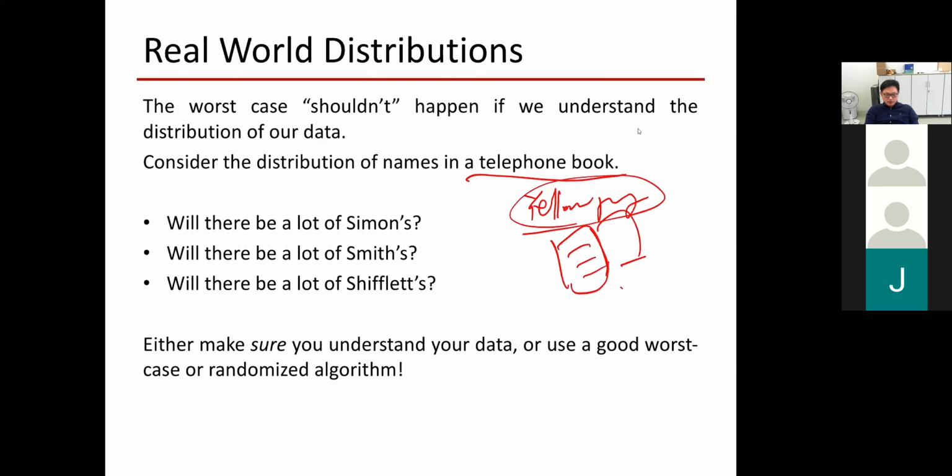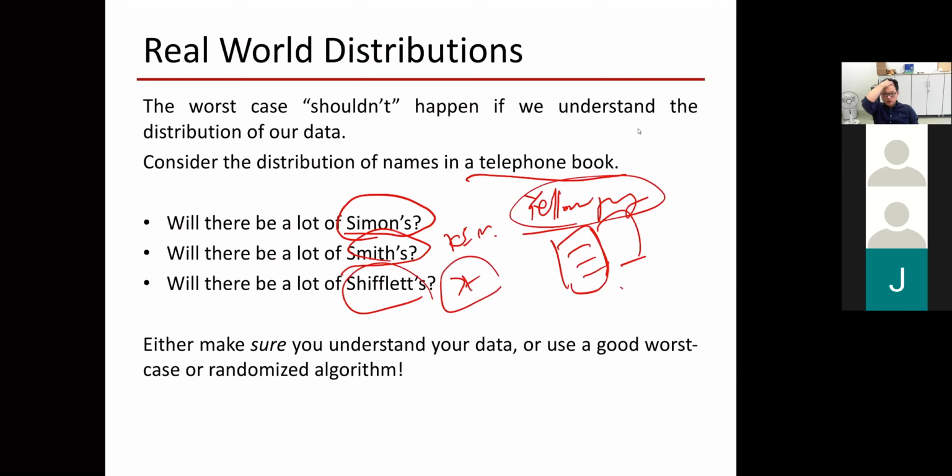So is the name Simon common? Roughly yes, but how about Smith? It should be very common, right? Like Kim in Korea, very common. And how about Shiflet? It will be very rare. It's almost not happening. Like in Korean, like Ka. Did you ever see the name Ka? Kim and Ka are a couple of different stories, right? It will be very rare.